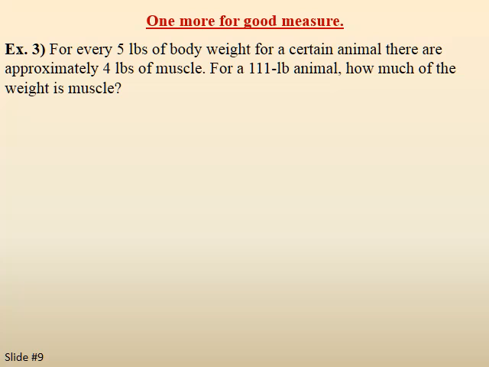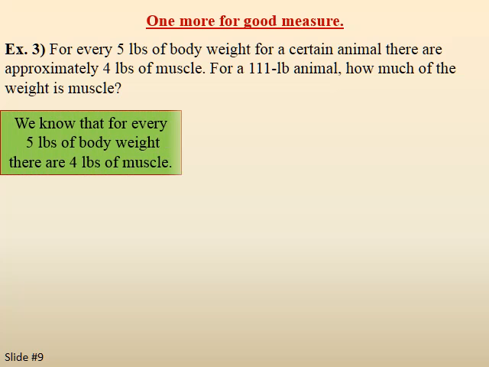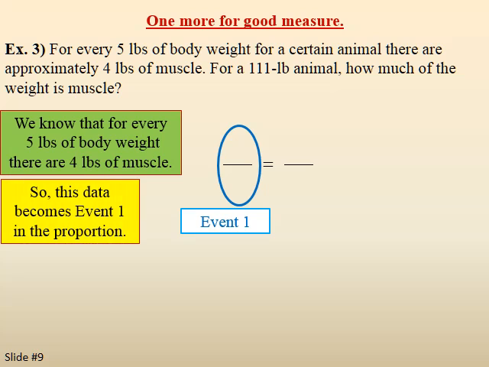Example 3. For every 5 pounds of body weight for a certain animal, there are approximately 4 pounds of muscle. For an 111-pound animal, how much of the weight is muscle? Well, we know that 5 pounds of body weight have 4 pounds of muscle. So I'm going to use that as event 1.